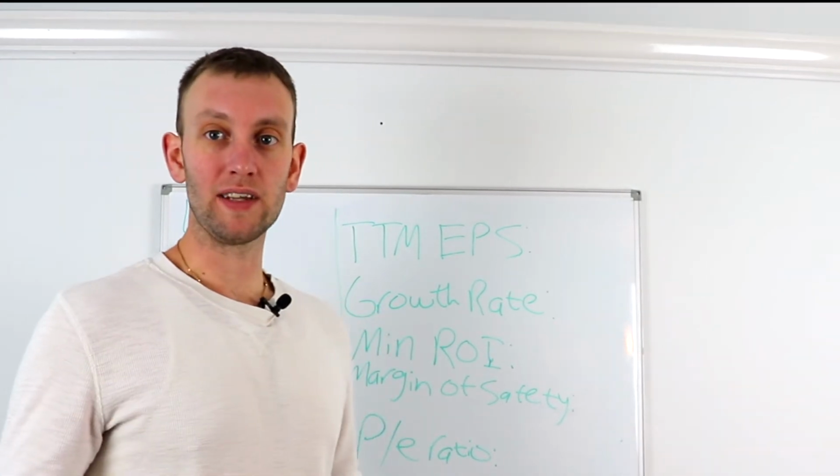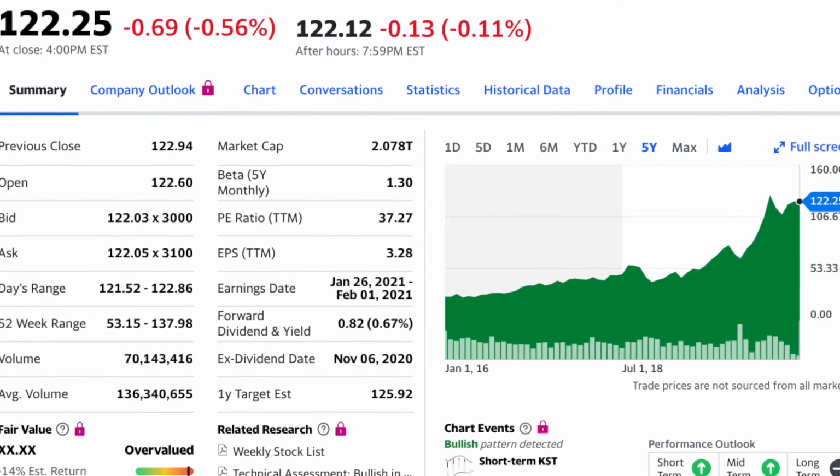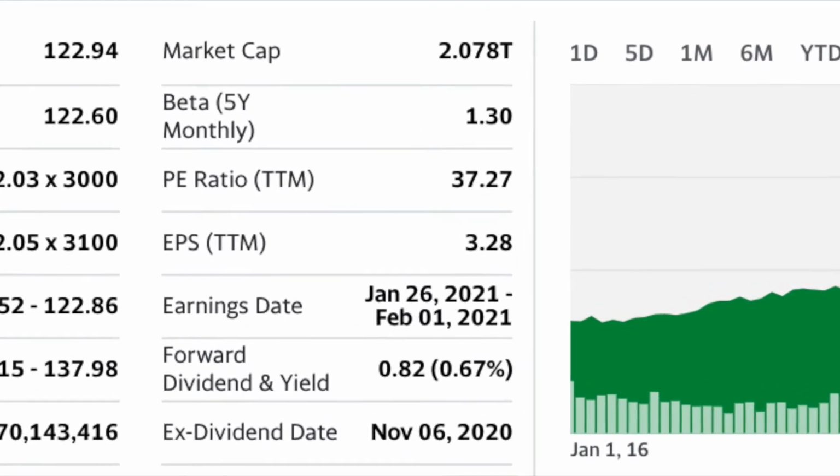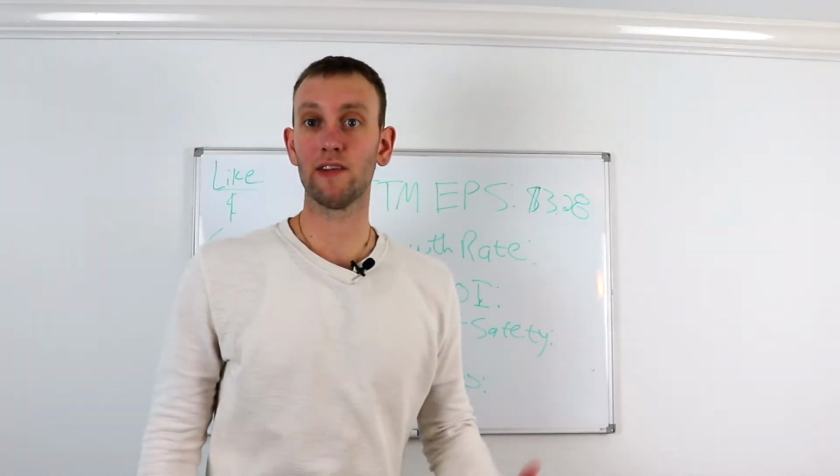So if we go to Yahoo Finance and look up the trailing 12 months earnings per share, we're going to see that Apple currently has a trailing 12 months earnings per share of $3.28. Now again, we're going to do the same thing for the growth rate. We're just going to use Yahoo Finance here for the sake of this video.